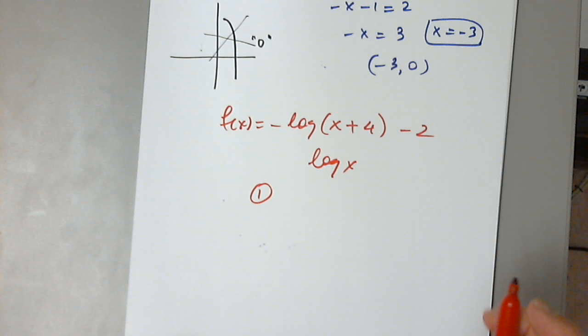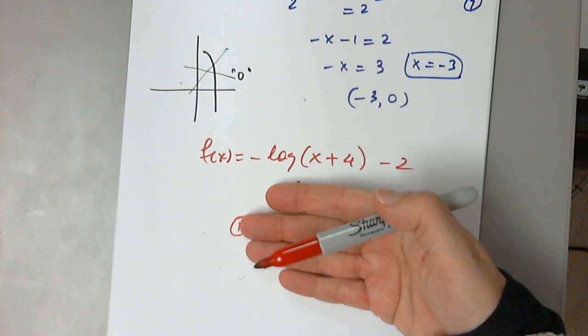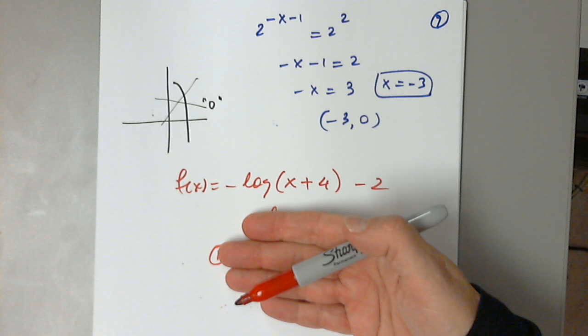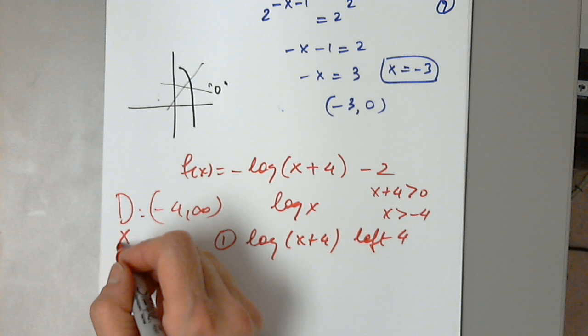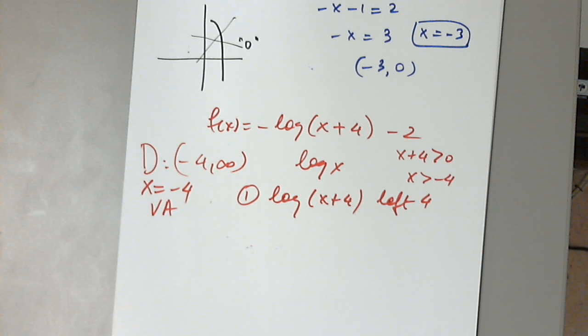Yes, awesome. x plus 4, left 4. We should already identify the domain. We should do that right away with x plus 4 greater than 0, x greater than negative 4. So the domain is negative 4 to infinity, because that tells us immediately that x equals negative 4 must be a vertical asymptote once we identify the domain. Okay, so you told me left 4.